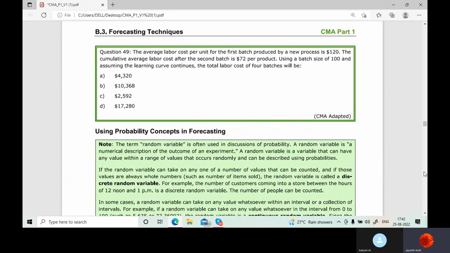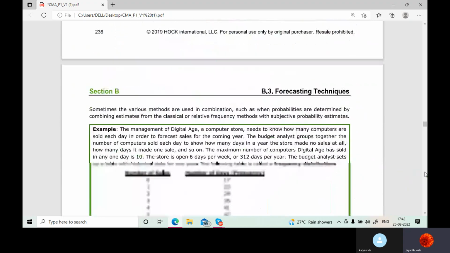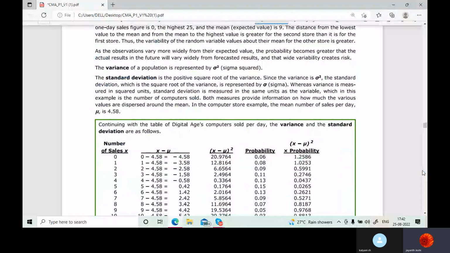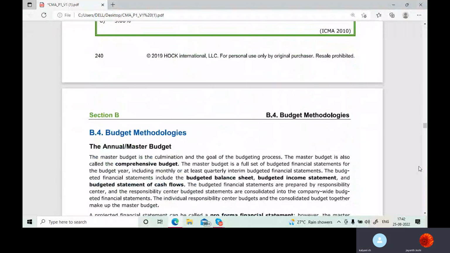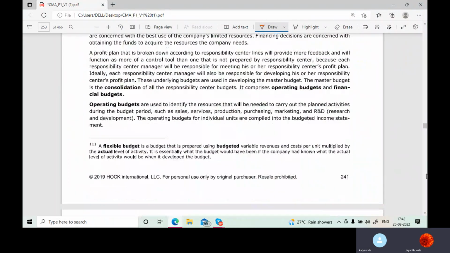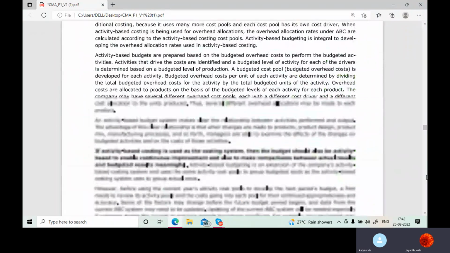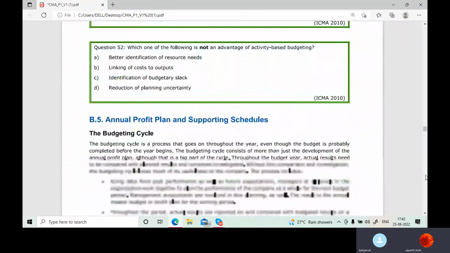So, madam, this is done. The next concept is the probability concept. It's a different concept, so we can take that up in the next session. And then we will be entering into budget methodologies. From here we will be preparing budgets. It's the last chapter of this book, the budgeting chapter.